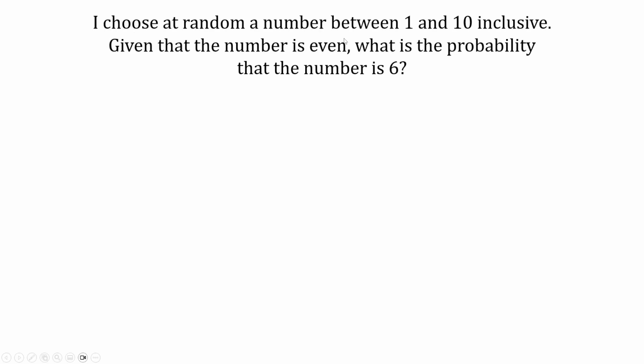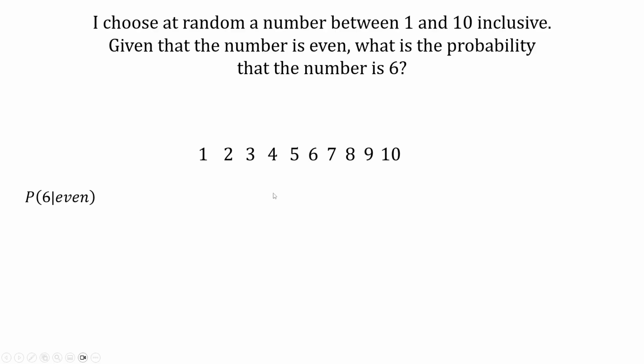I choose at random a number between 1 and 10 inclusive. Given that the number is even, what is the probability that the number is 6? Right, so let's go through an example. Let's say I'm picking a number between 1 and 10, so these are all my possible choices. And I want the probability that it is 6, given that it's even.